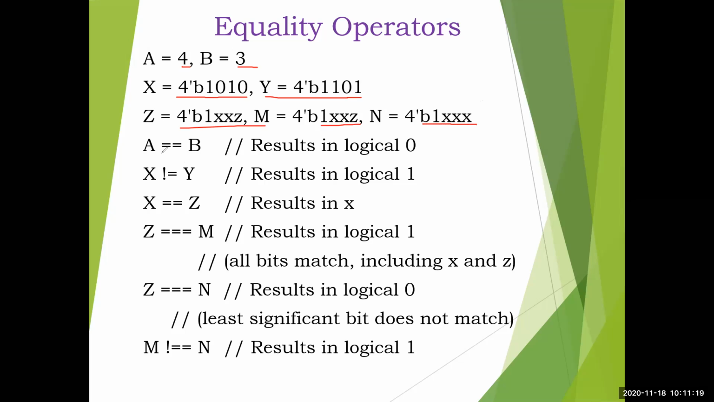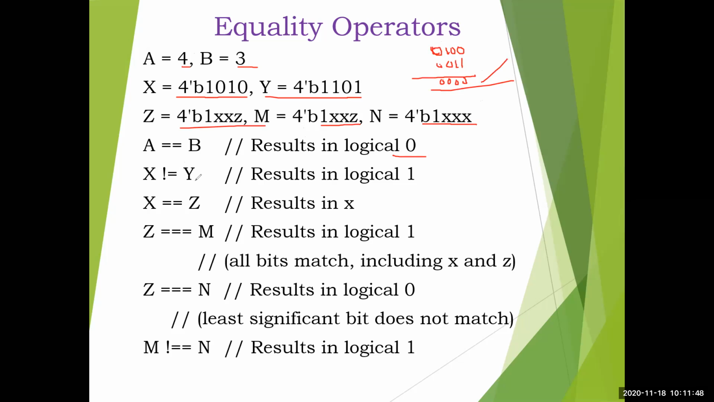a equal to b. So 4 is equal to b? No, right? So it is false, so it results in logical 0. So it will do a bit by bit comparison. So 4 means 0100, and this is 0011. So it will do bit by bit comparison. So this is not equal, this is not equal, this is not equal, this is not equal, and finally it will evaluate to a logical 0.